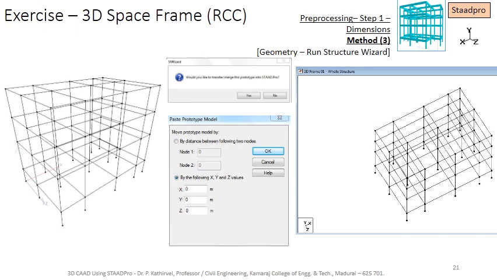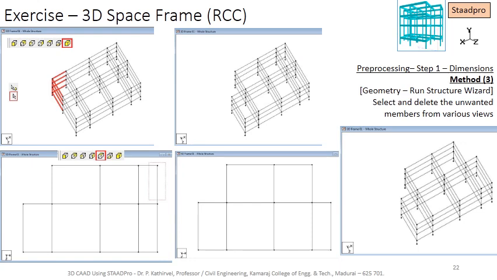So here you can see the wizard is used to generate a symmetrical frame along the X, Y and Z directions. Any additional member required needs to be added, and any members which are not required and available in the model have to be deleted. Now go to the isometric view.